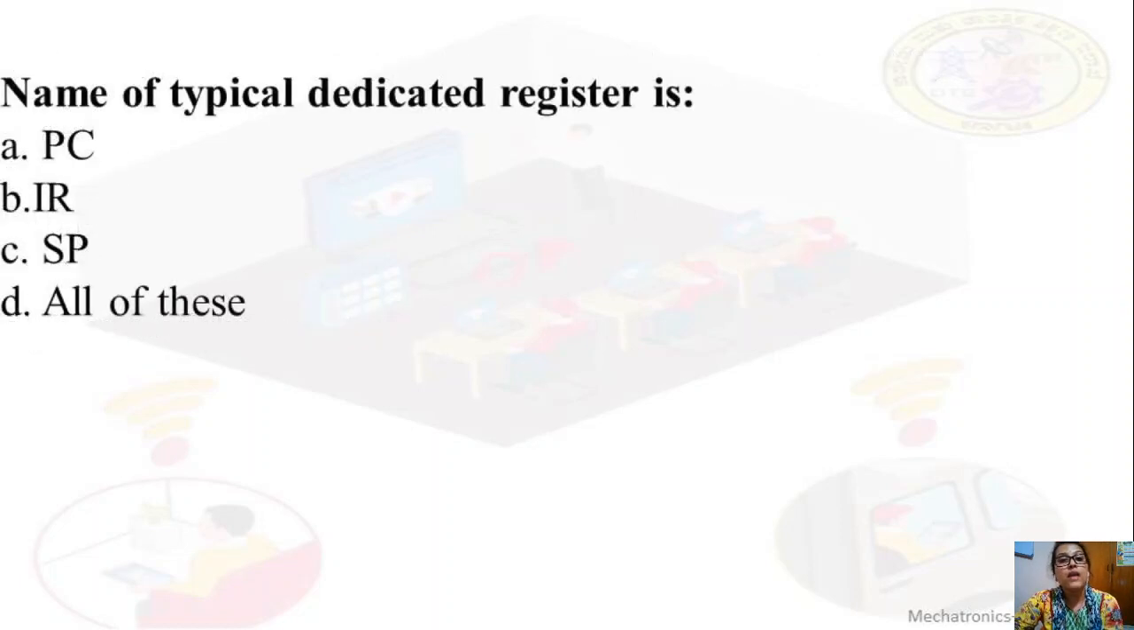Okay. Then name of typical dedicated register is program counter, instruction register, stack pointer, all of this. Answer is all of these. All are dedicated registers. All special function registers are also called dedicated registers. Answer is option D, all of this. Okay. So these are some of the multiple choice questions on today's topic.